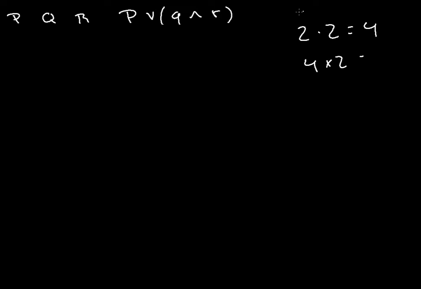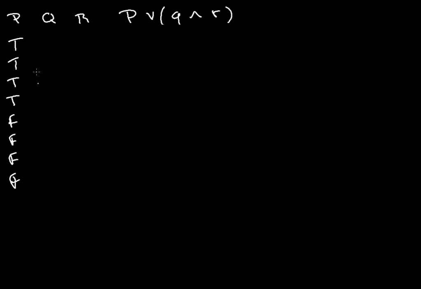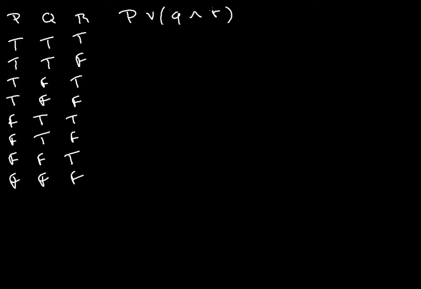That makes sense. All right, so true, true, true, true, false, false, false, false. True, true, false, false. You see how systematic this is. True, true, false, false. And then on the last one, true, false, true, false, true, false, true, false. Now, we're going to evaluate first what's inside the parentheses, Q and R.